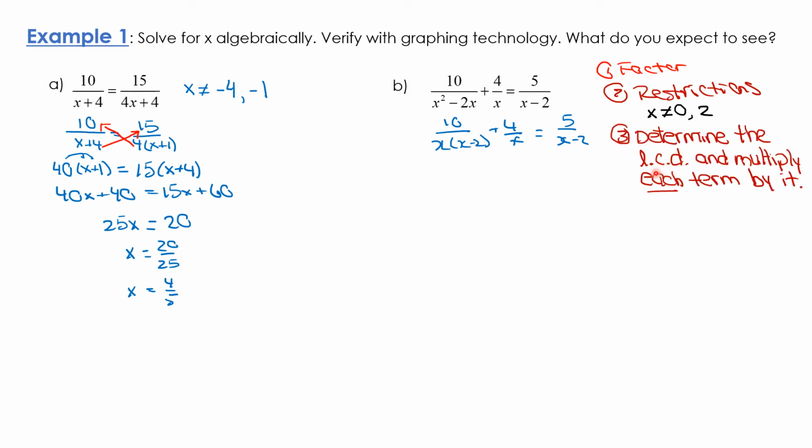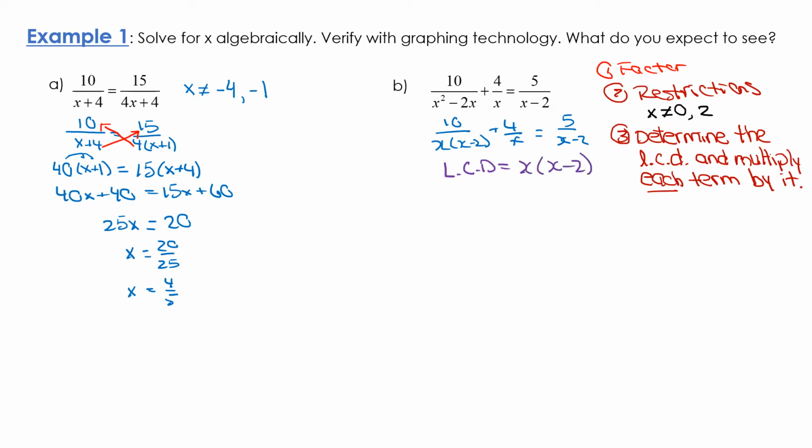Our next step is to determine the lowest common denominator and multiply each term by it. So each term, I just underline that. This is one term, this is a second term, and there's our third term. So let's find the lowest common denominator. You can review this from earlier chapters, but in this case it would be x and x minus 2, a monomial and a binomial. So I'm going to multiply each term by that. My lowest common denominator is x times x minus 2.